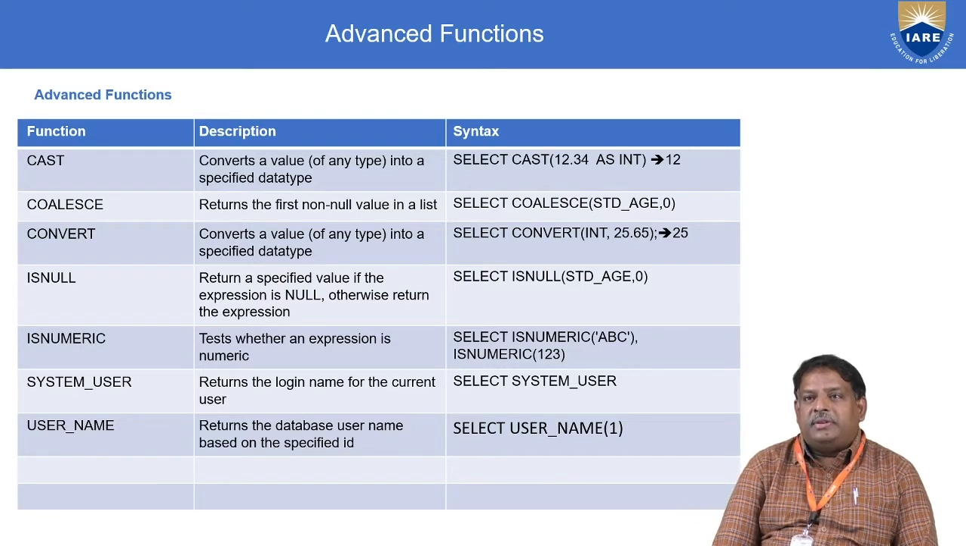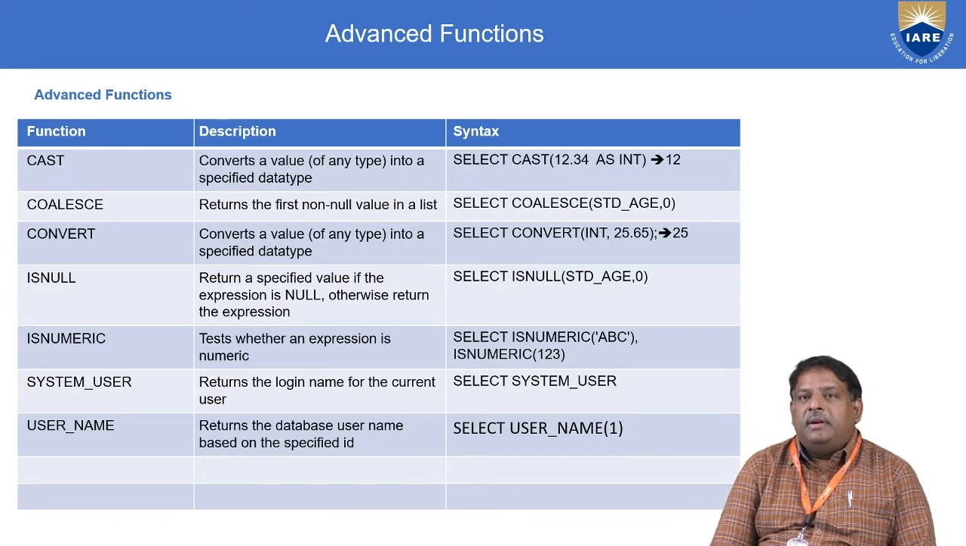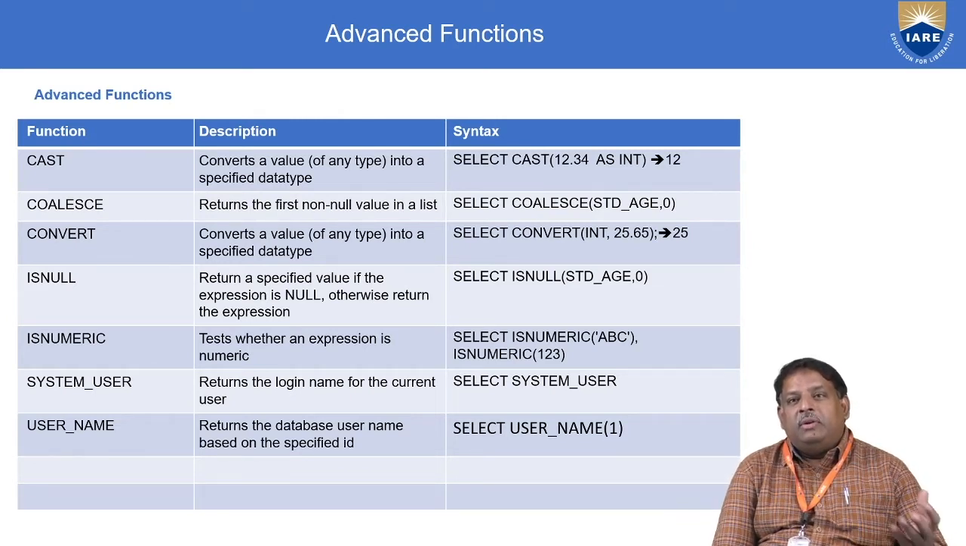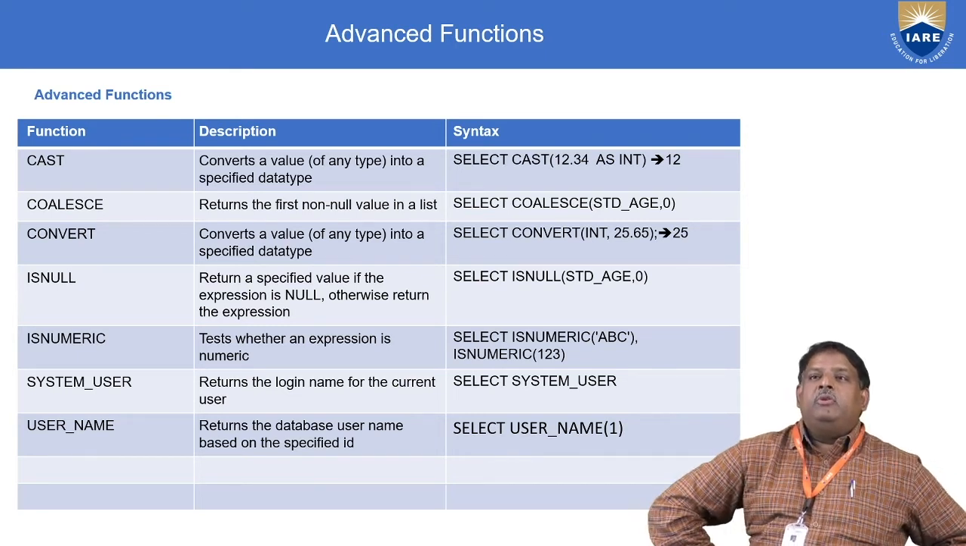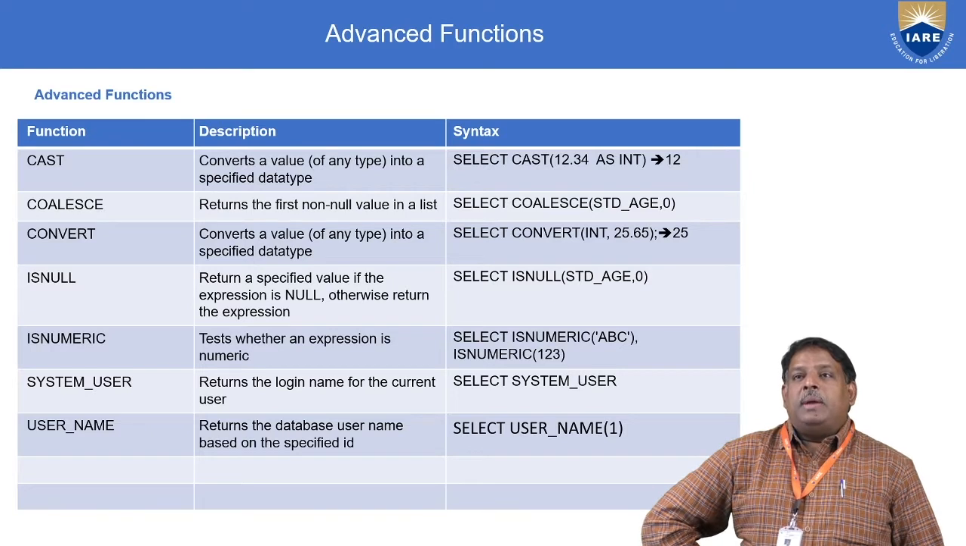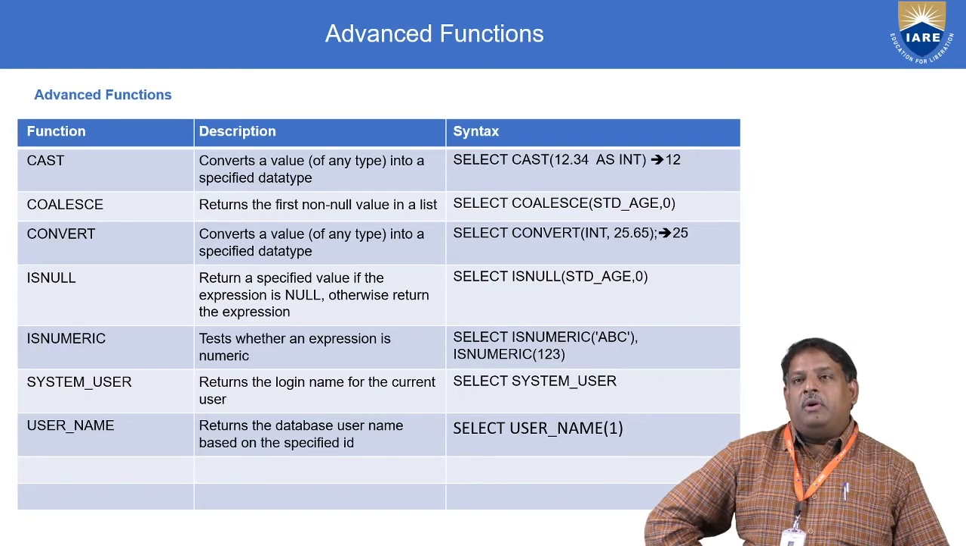Now, a few advanced functions of SQL. Cast. Cast is nothing but which converts a value of any type into a specified data type. You're trying to cast one data type to a different data type. So for example, select cast of 12.34 as integer will give me a value of 12, because I'm casting a float value of 12.34 as integer. An integer will not have any decimals, so it gives me 12. I'm trying to convert a float to an integer by using cast as integer.